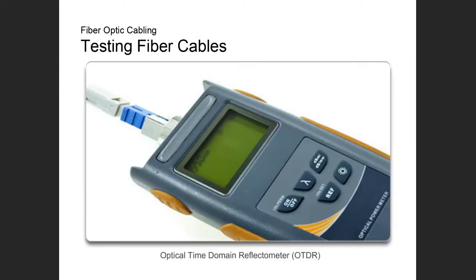Fiber optic cables can also be tested with a device similar to that little cheap box we use to check our twisted pair copper cables. They're not quite as cheap because they have to do more expensive stuff. This one shown is a time domain reflectometer. It's pretty expensive, actually. It's over $1,000. But it can be used to test a fiber optic cable and tell you whether it's good or bad. And if it's bad, how many feet down the line is it bad?